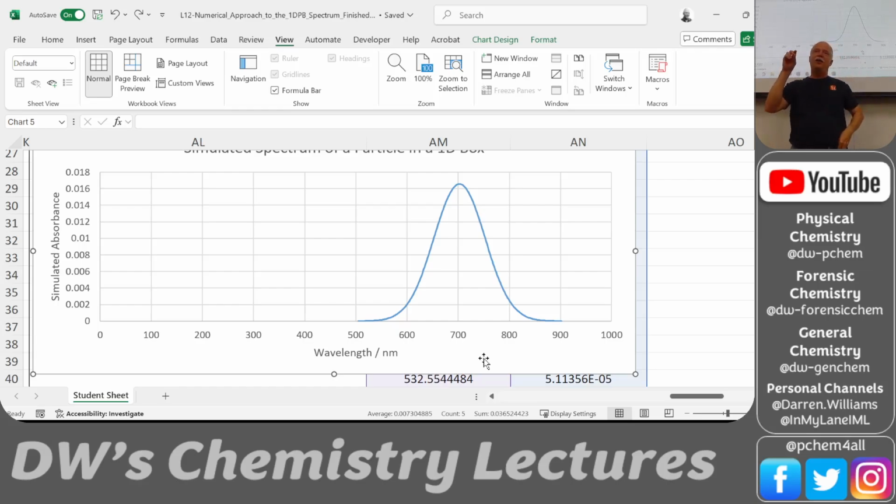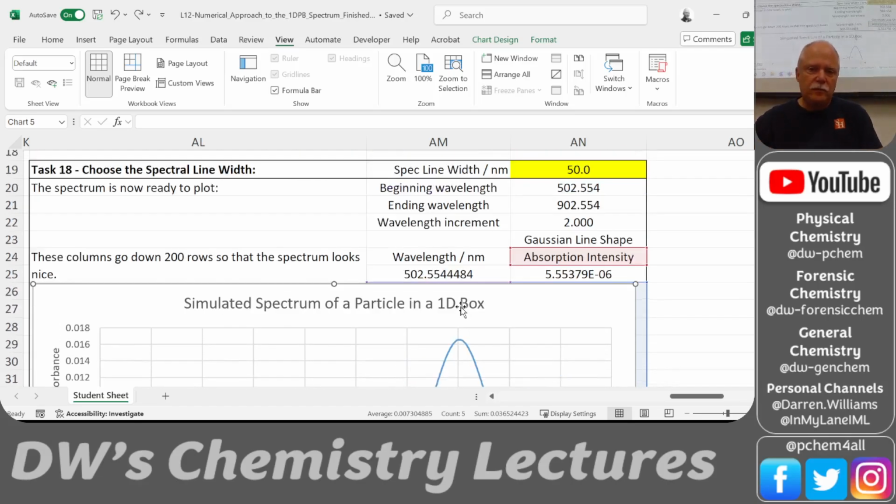Now, by hand, y'all did a stick spectrum because I wasn't going to make you calculate the intensity of the Gaussian at every data point. You'd have to do 1,000 of those calculations. Okay, but you can do a stick spectrum. You can just take the Boltzmann times the integral intensity. So let's play with it now.